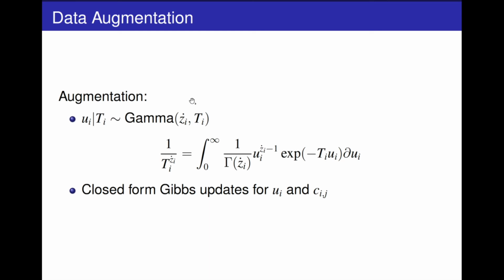Instead, we replace the 1 over Ti to the Zi dot terms with the following integral, which uses the gamma identity, and introduce an auxiliary parameter ui, which follows a gamma distribution. As a result, we obtain closed-form Gibbs updates for ui and Cij, which results in a huge reduction in the computation time versus a Metropolis Hastings update for the psi terms.